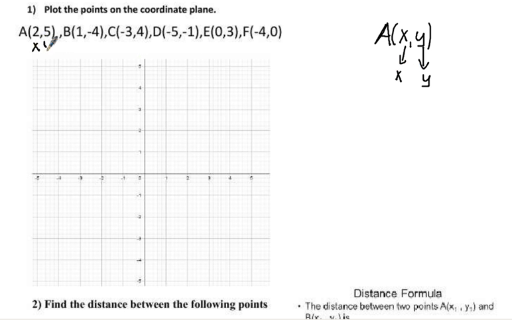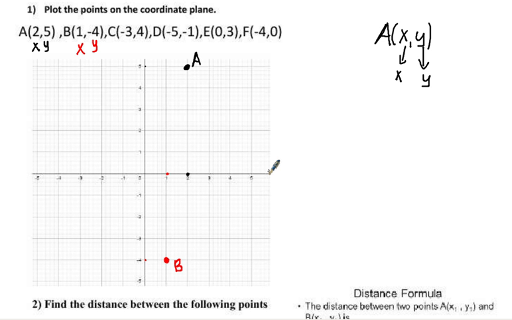Point A: you see x value is 2, here it is 2, and y value is 5, here it is 5. The intersection of this point is here. So here we have the point A. Let's continue. I show each point with a different color. So point B, x value is 1, so here it is 1, and y value is minus 4. So this intersection point gives the point B.